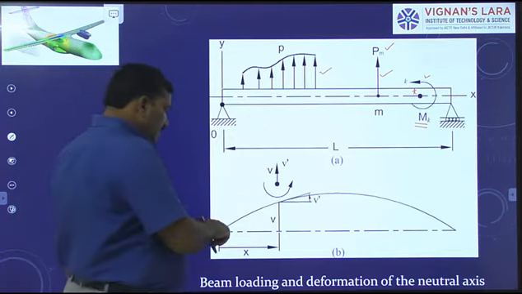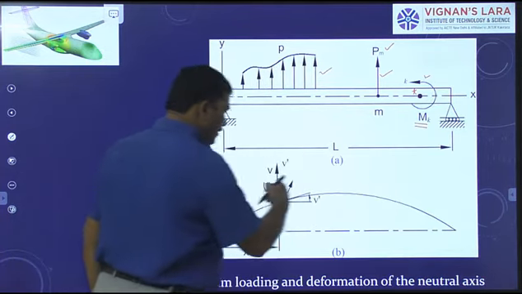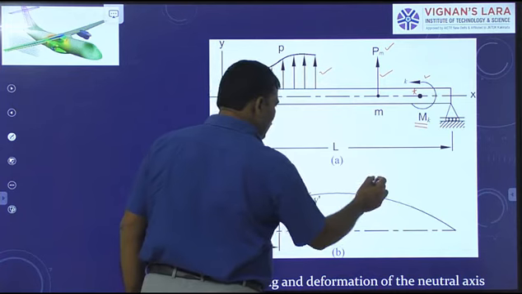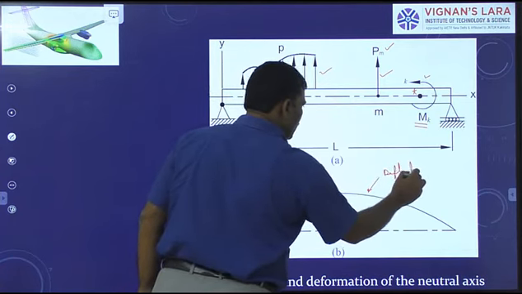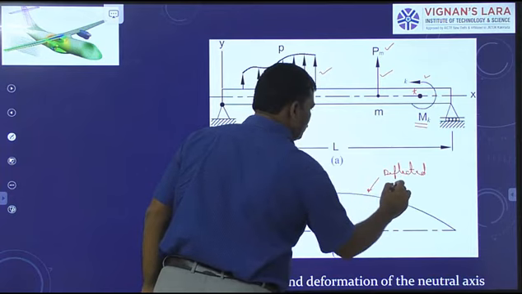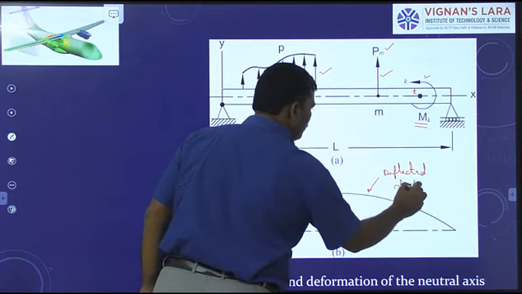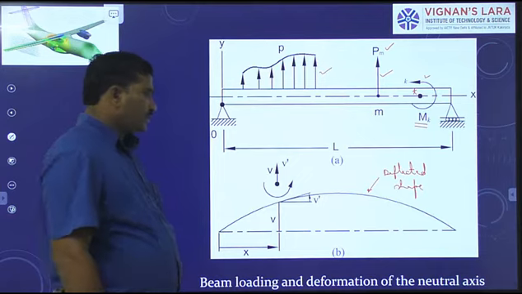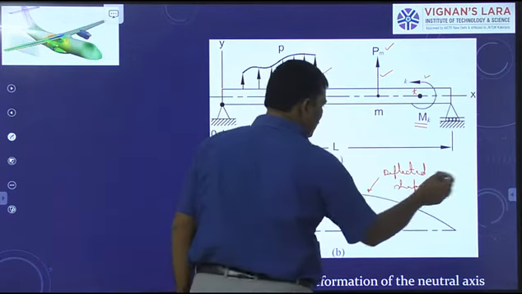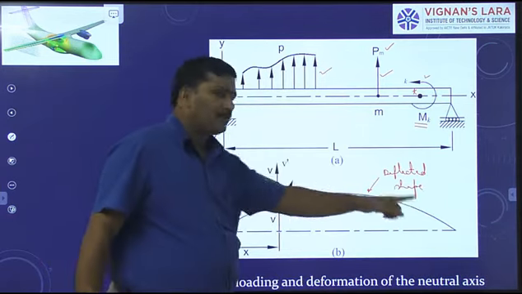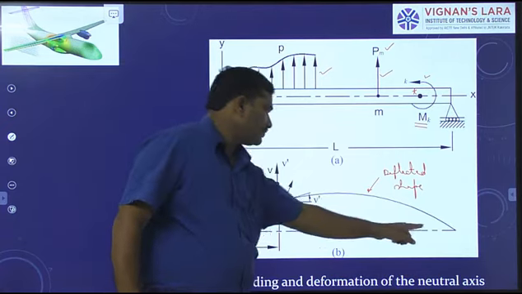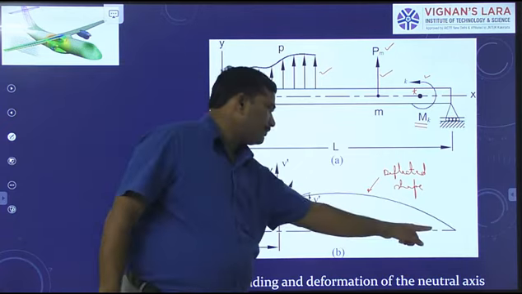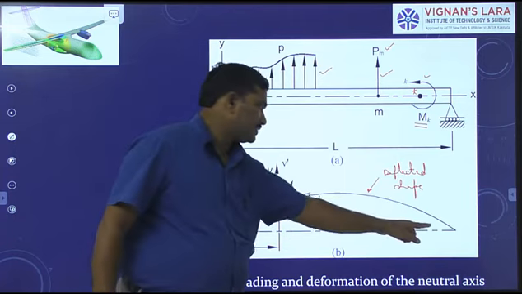Okay. This is the deflected shape of the elastic line. Now, you can say deflected shape of the neutral axis. This is the deflected shape of the beam. Right? This is the undeformed shape of the neutral axis.